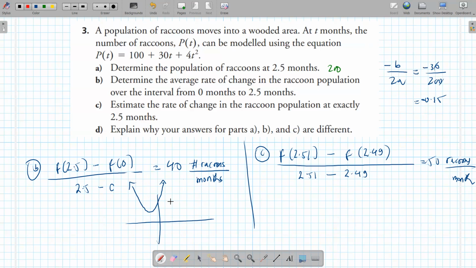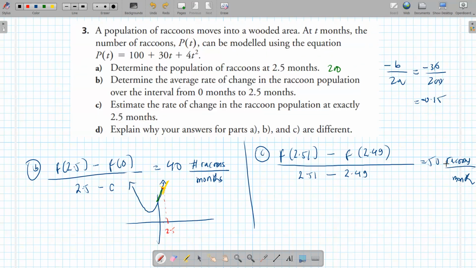Part A, what did we find? It asked us to find the population at 2.5. So for part A, what we found was the y value when the x value was 2.5. Part B, what we did was we found the slope of the secant line. We found the slope of this line that goes from 0 to 2.5. Whereas for part C, we found the slope of the tangent line that's perpendicular at this point. So we're finding 3 different things. That's why there's 3 different answers.